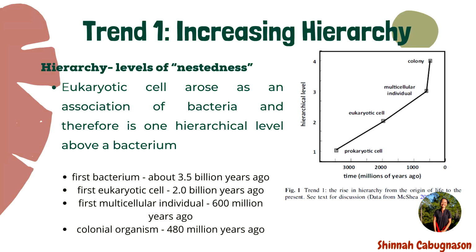The first trend is increasing hierarchy. Hierarchy is levels of nestedness, levels of parts within wholes, and trend 1 is the addition of successive levels over time. Figure 1 shows the trend in vertical complexity over the history of life, showing the first occurrences of organisms at each hierarchical level. In this figure, the eukaryotic cell arose as an association of bacteria and therefore is one hierarchical level above a bacterium. A multicellular individual is one level above a eukaryotic cell. A colony or society is a level above a multicellular individual.